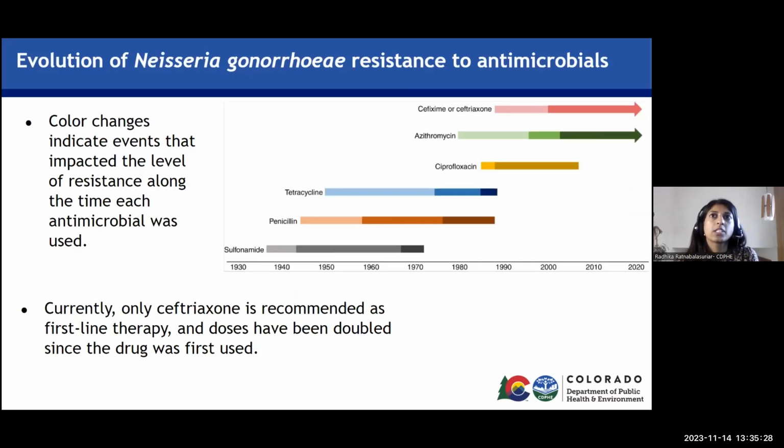Here we're going to show you the evolution of gonorrhea resistance to antimicrobials. The color changes you're seeing here indicate events that impacted the level of resistance along the time each antimicrobial was used. So currently only ceftriaxone is recommended as first-line therapy, and doses have been doubled since the drug was first used. Next slide, please.